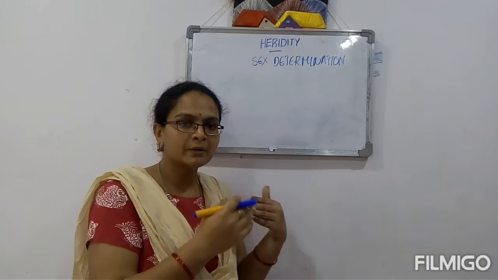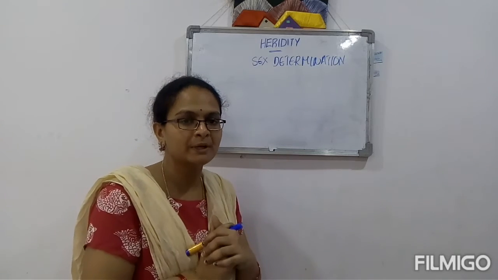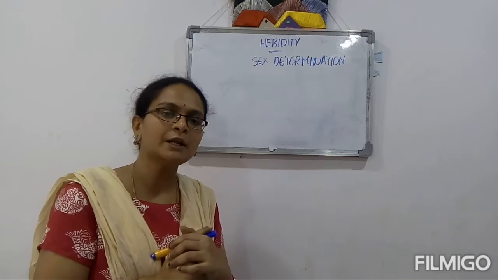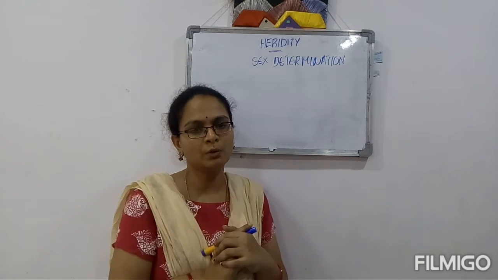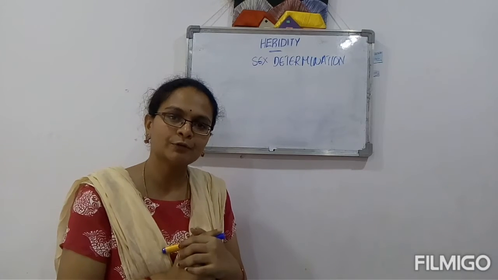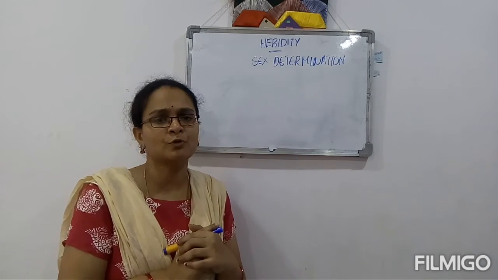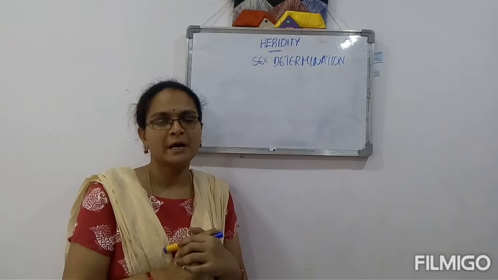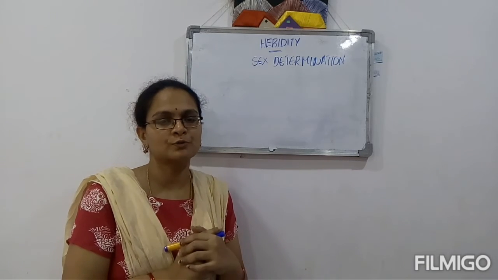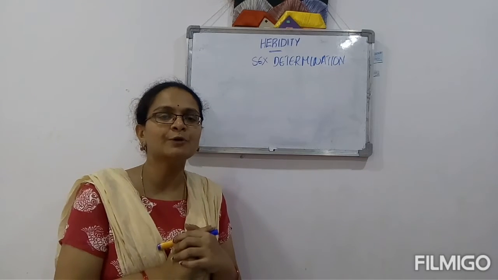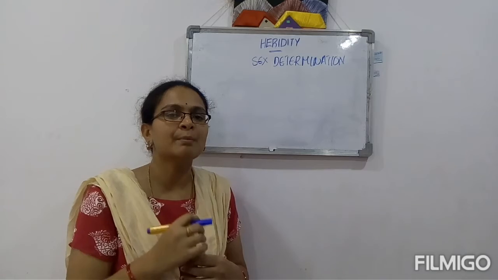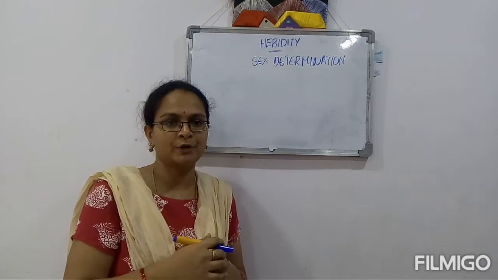Coming to higher grade organisms, take human beings as an example. Let's see how sex is determined in human beings. Children, we all know that human beings have a fixed number of chromosomes. Do you know what the number of chromosomes is? It is 23 pairs. Among these 23 pairs, 22 pairs are autosomes, somatic chromosomes. They don't have any role in sexual reproduction, whereas the other pair plays a major role in sexual reproduction.